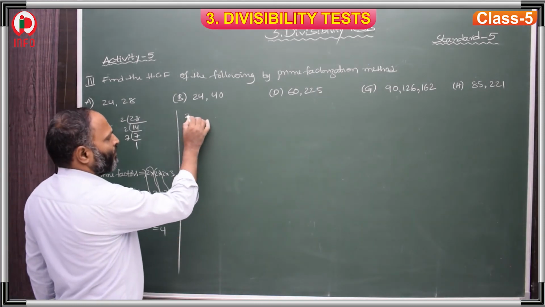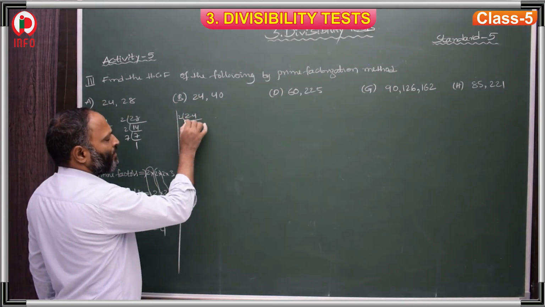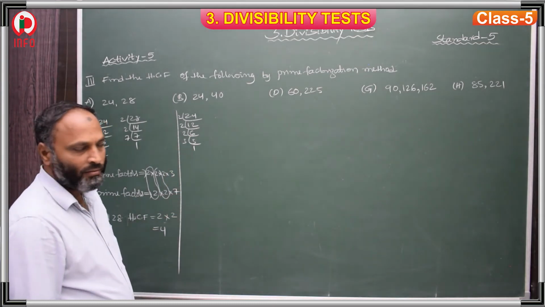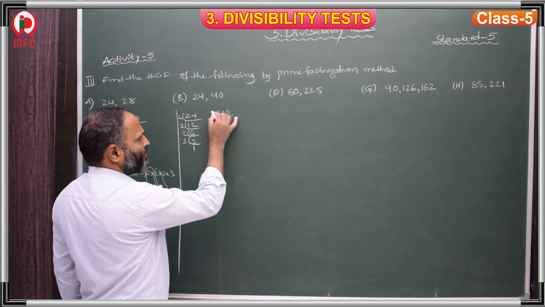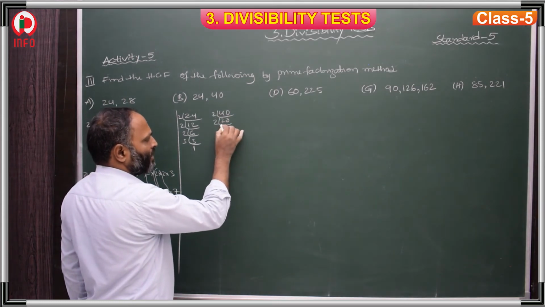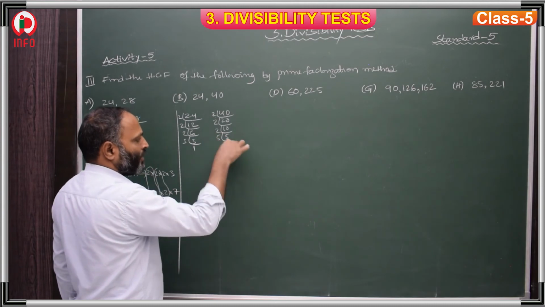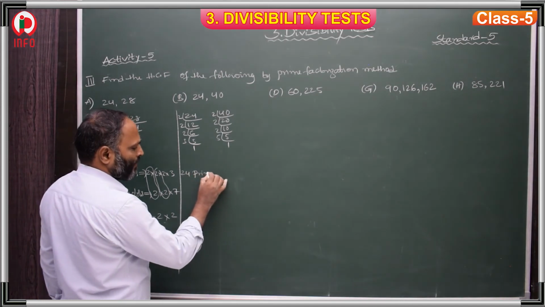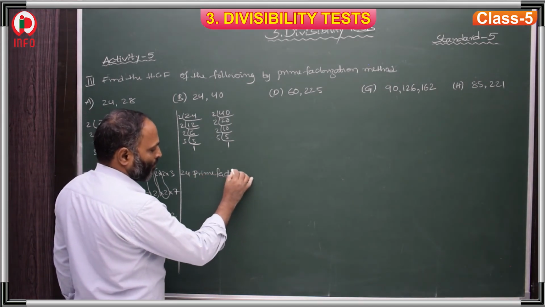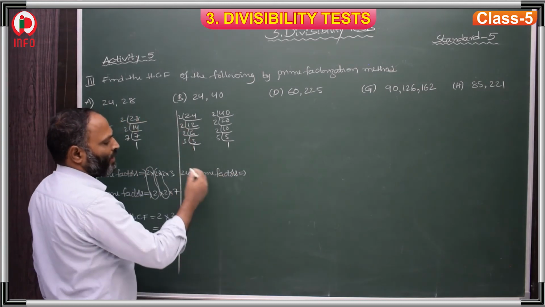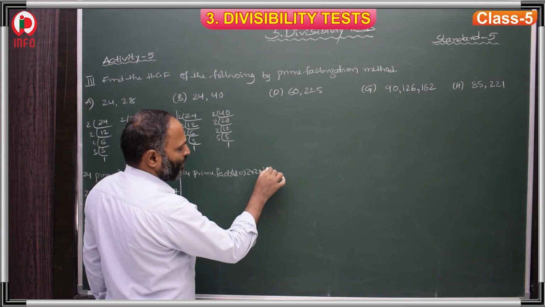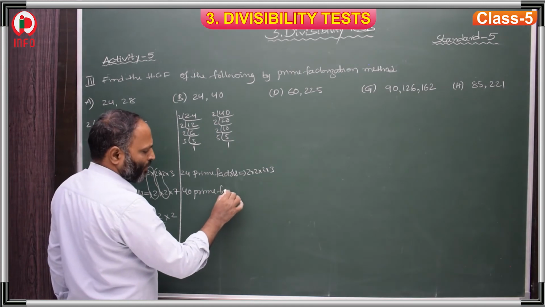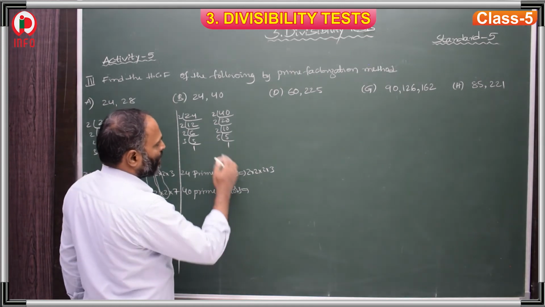Now 24 prime factors we have to find. 2 12s are, 2 6s are, 2 3s are, 3 1s are. Next 40: 2 20s are, 2 10s are, 2 5s are, 5 1s are. Now 24 prime factors: 2 into 2 into 2 into 3. Next 40 prime factors: 2 into 2 into 2 into 5.